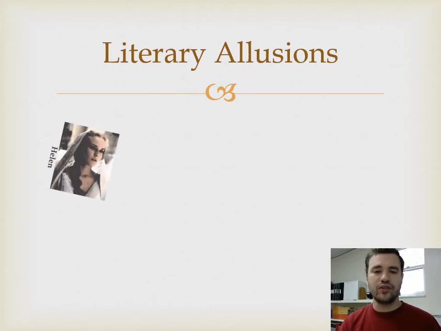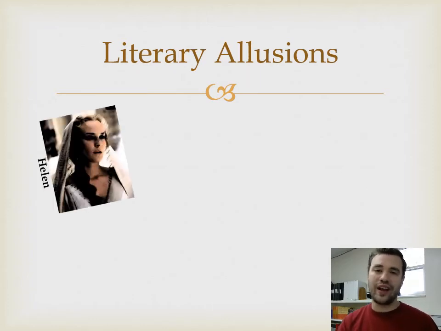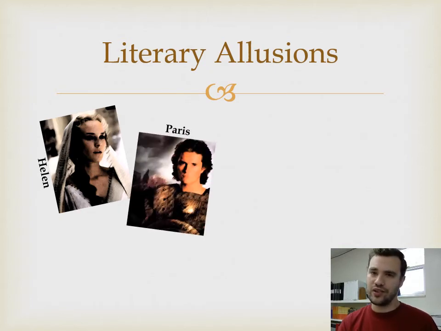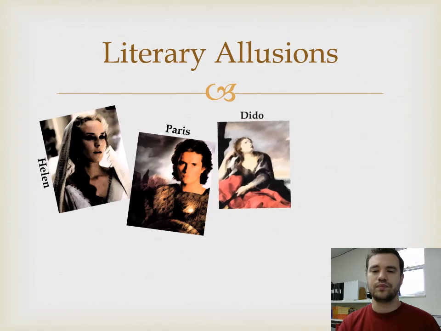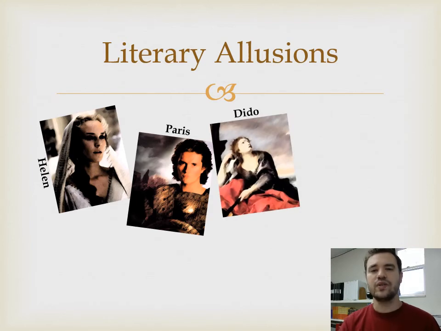So some of the literary allusions that he makes, one that you'll recognize, Helen of Troy, right? Makes sense why she would be in this circle. You know, she lusted after Paris and ran off with him. So Paris is also there. Dido, who is a character from Virgil's epic, the Aeneid, she lusts after Aeneas and actually commits suicide because she's so in love with him.